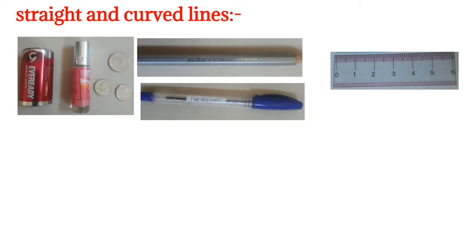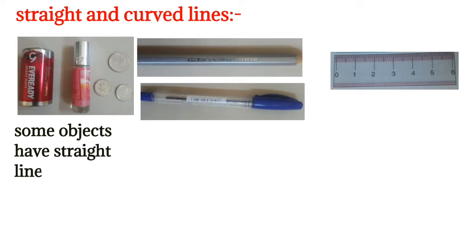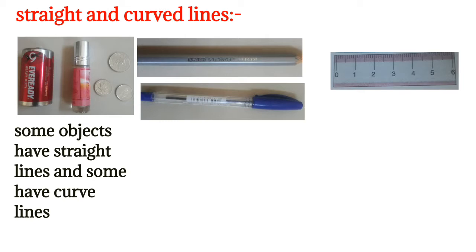So many objects exist around us. Observe these figures. Some objects have straight lines, like a scale, box, book, pencil, and some have folded, or we can say curved, edges, curved lines which are not straight, like a coin, cylinder, pen, ball.